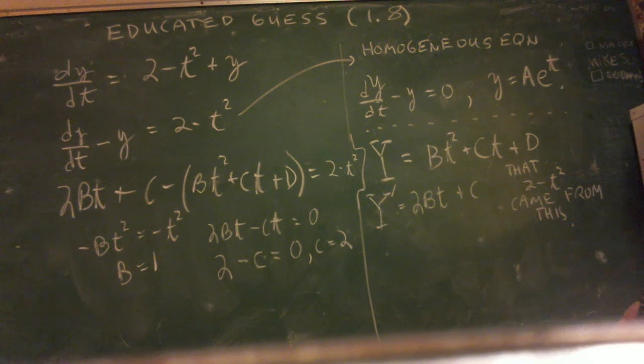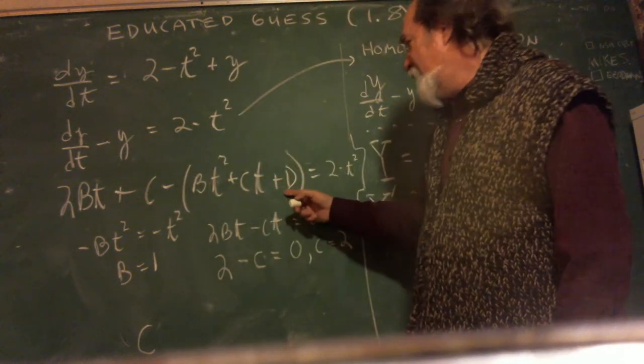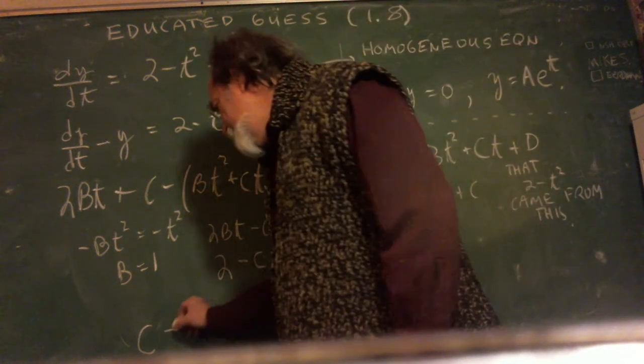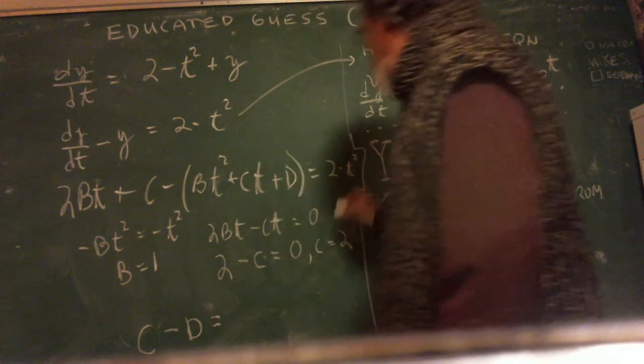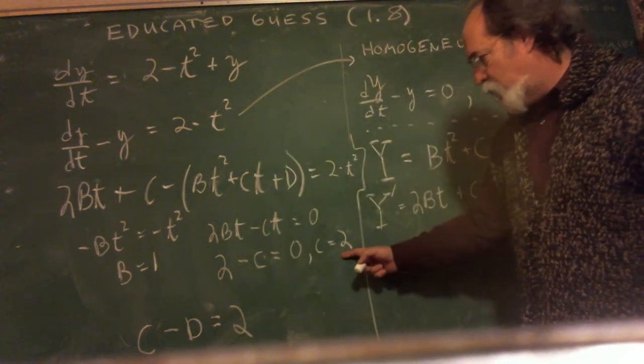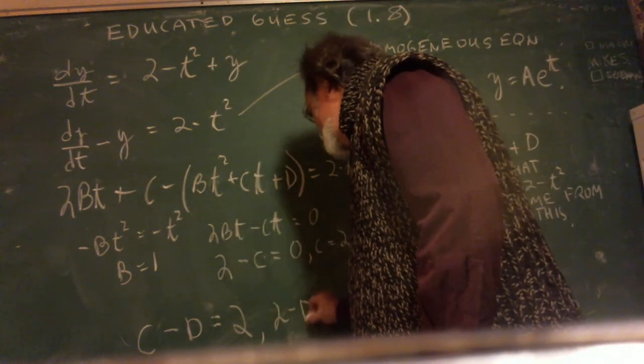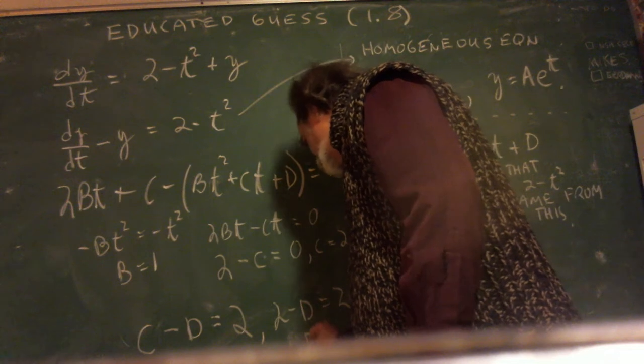And the only thing we didn't look at yet was the constant, because there's a 2 over here. There's a c and a minus d. c minus d is equal to 2. But we already have c is 2. So this forces, if I have 2 minus d equals 2, d is 0.